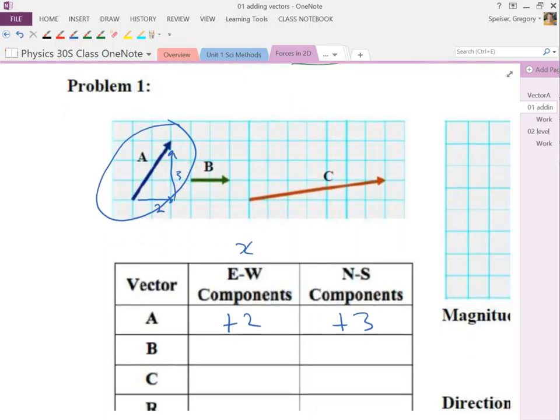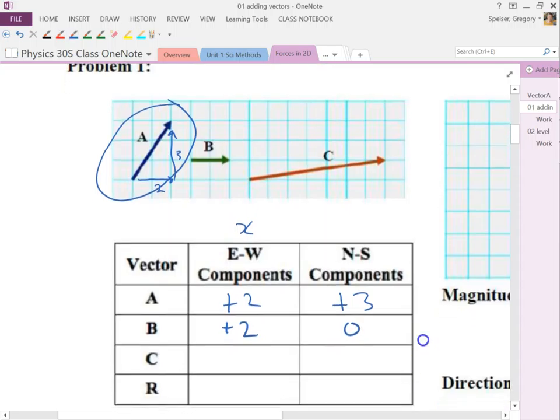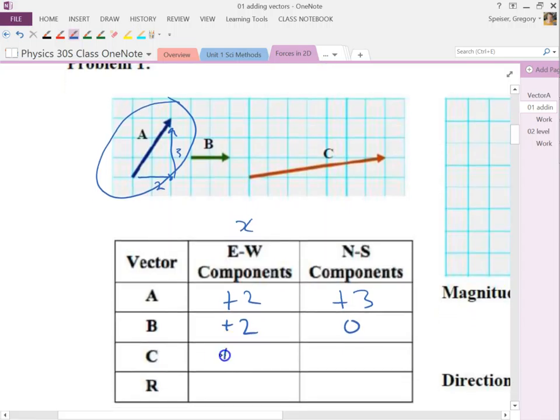Looking at B, B only has a plus 2 in the x direction and does not have any north, south, or y direction to it. C, I think if we counted it, would be 7 in the x direction and then 1 in the y direction. So if I add all these up in this direction, I would get 11, and here I would get 4.